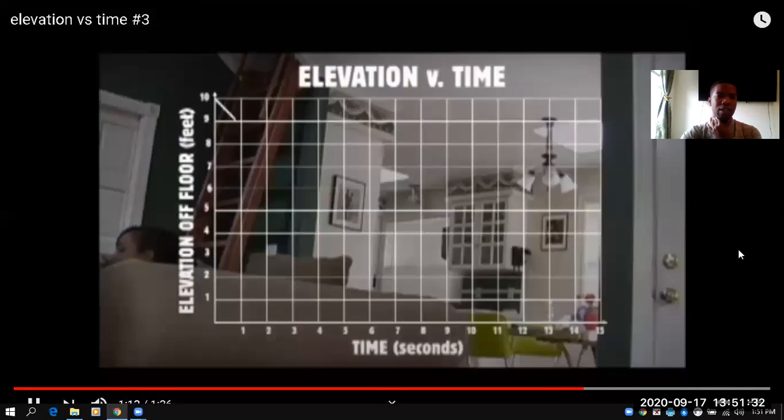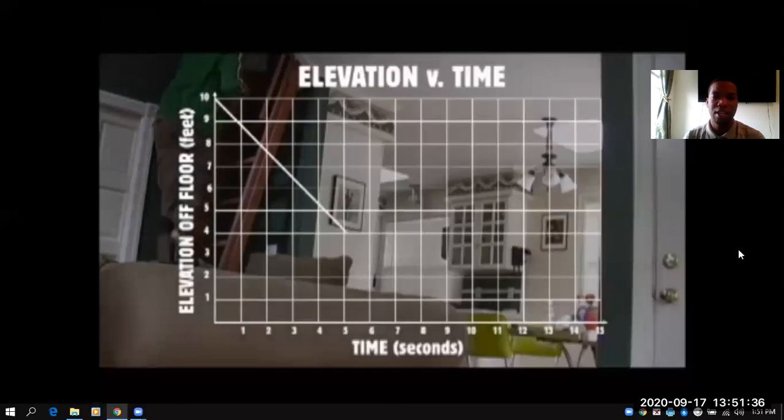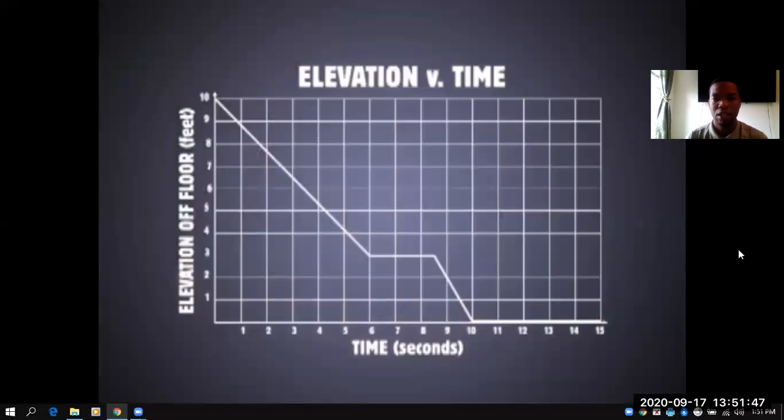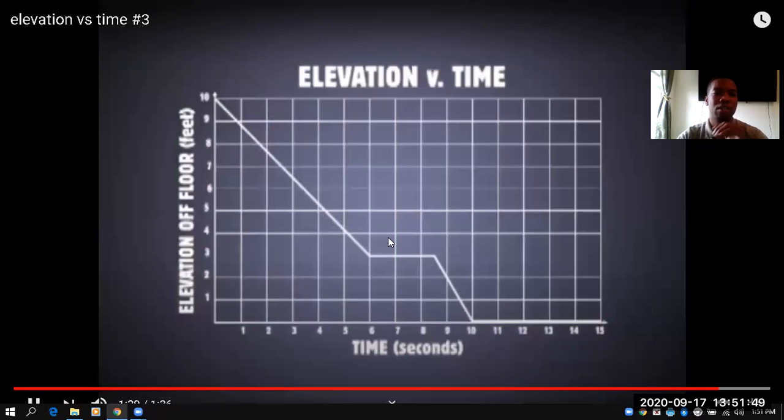Let's look at what they got. So they're coming down, and then he stops at about 6 seconds. He stays there until about 8.5. Then he continues down and he keeps walking to the kitchen. 6 to 8.5.